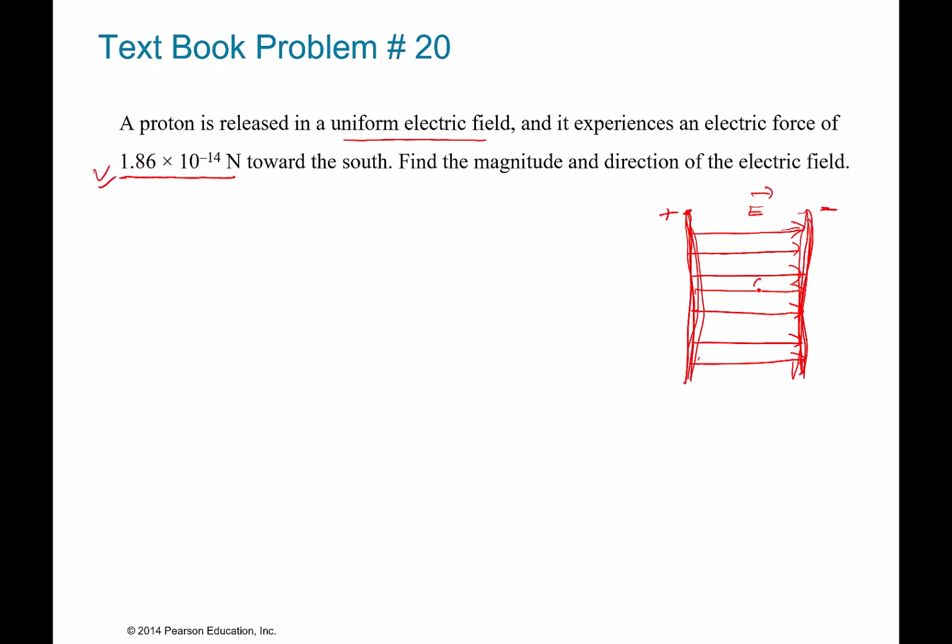The proton P will experience a force towards the negative plate. It will experience repulsion due to the positive plate, but it will get attracted to the negative plate. You could also draw this diagram like this: I have a positive plate and a negative plate, and the electric field could have been shown like this. So there are different ways that you can show this uniform field. The direction of the arrows is the E field here.